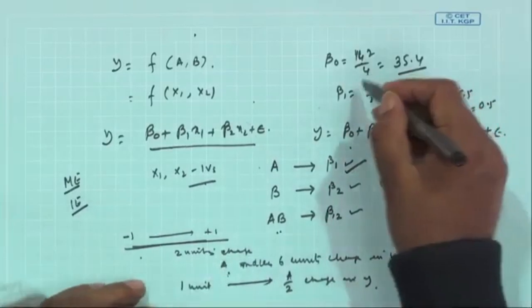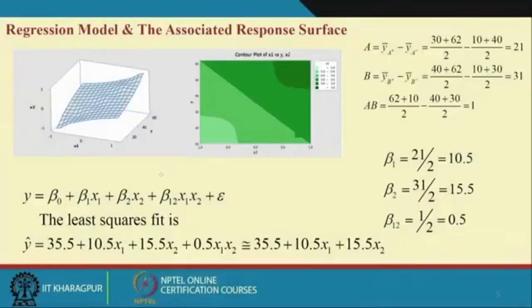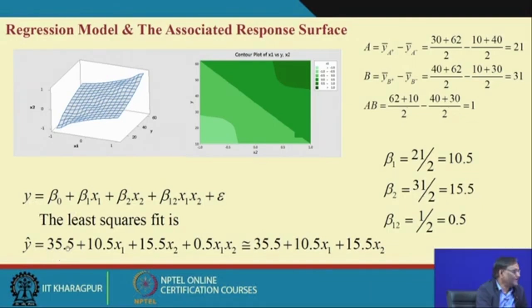So, yes, 35.5, 4 into 5. So, see the slide, what happened? In the first example, the regression equation will be y cap, the fitted y, is 35.5 plus 10.5 x1 plus 15.5 x2 plus 0.5 x1 x2. Now, as this value is very small, and later on if we find that it is not significant, then a reduced equation will be like this.